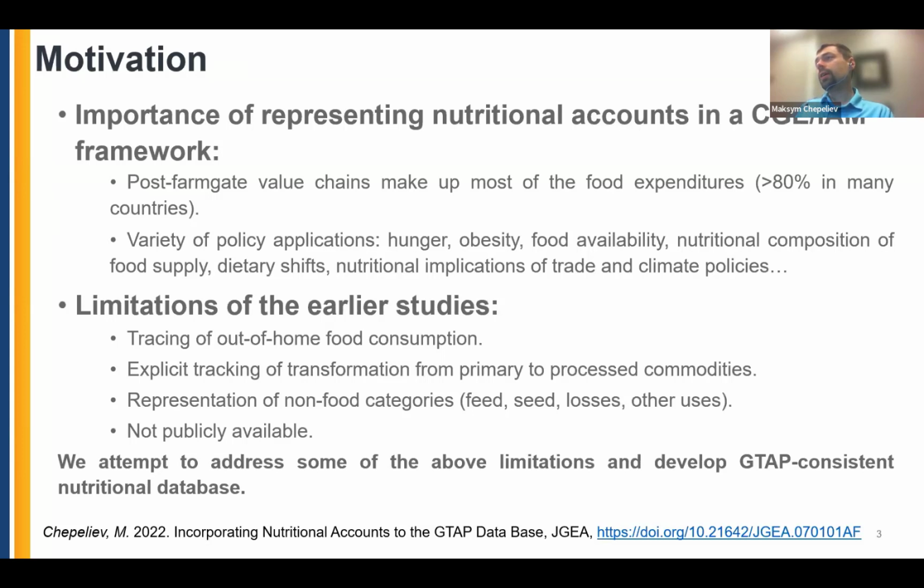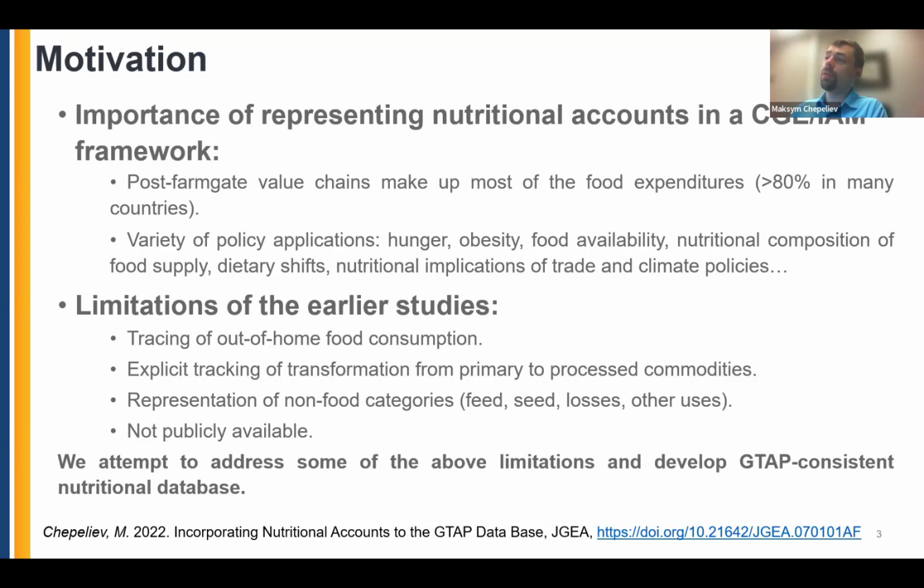In terms of motivation, why is it important to represent nutritional accounts, not in general in a modeling framework, but in particular in the computable general equilibrium or integrated assessment modeling framework? That's because the post-farm gate value chains make up most of the food expenditures. So it's really important to trace what is happening to food after it leaves the farm. In many countries, over 80% of all expenditures happen outside of direct consumption from the farm. And as we'll see later in this presentation, in many cases it's even consumption in service sectors, so out-of-home food consumption in restaurants, schools, and so on.